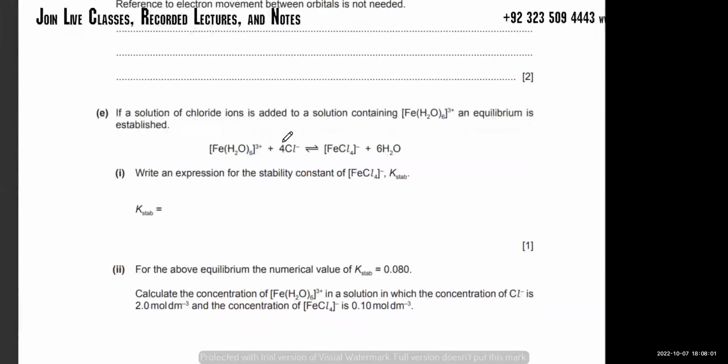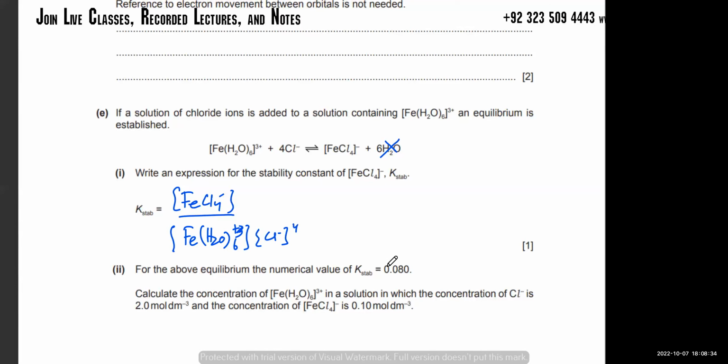Here's another K stability. It's Fe with water, and you're replacing it with Cl- ions. He's asking you to write the expression. I told you that when you write the expression, you don't write water, because in aqueous solution, water is taken as a constant. So it's going to be the concentration of FeCl4-, and the whole thing gets divided by the concentration of Fe(H2O)6 3+ and the concentration of Cl-, to the power 4.